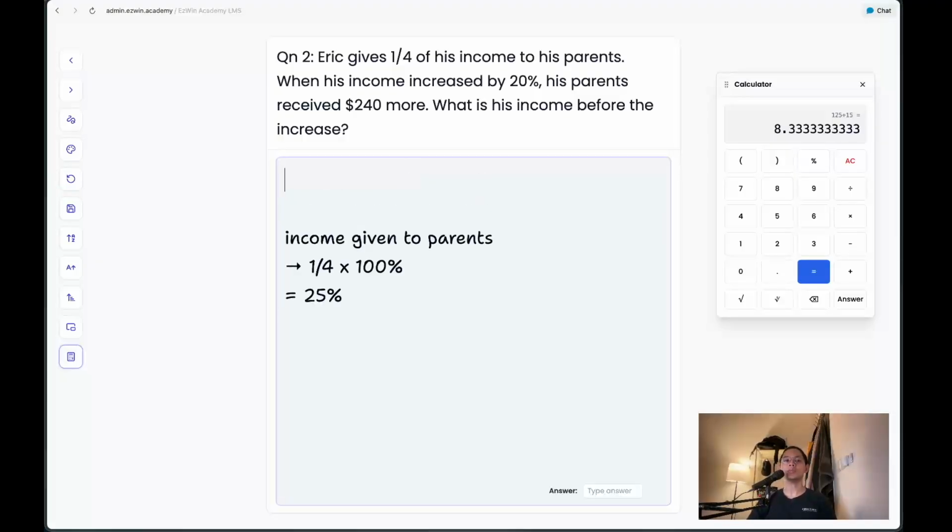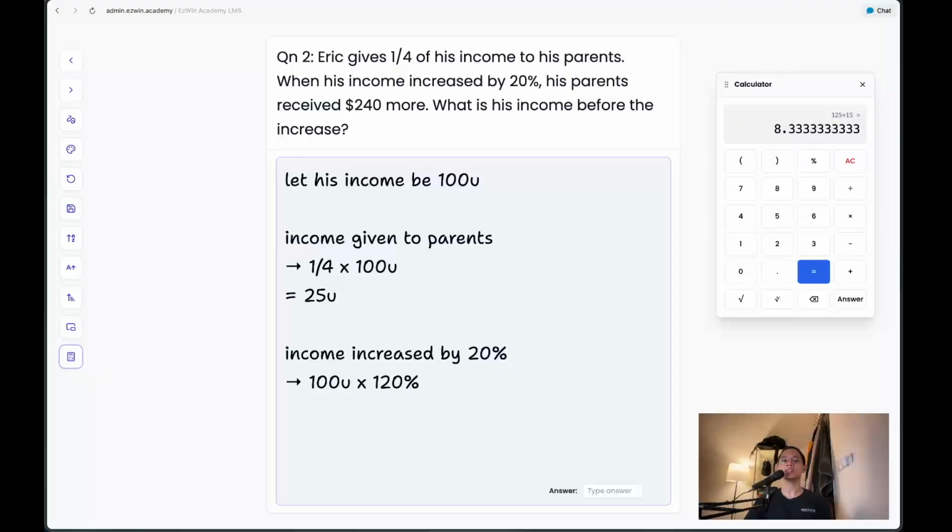So the easiest way to do this is let his income be 100 units, right? The reason is that whenever I teach students, they get confused using percentage with percentage. So let's just use 100 units. When his income increased by 20%, his parents received $240 more. So that means income increased by 20%, which means it's basically 100 units times 120%. Because his new income is 120%. So this will then give us 120 units.